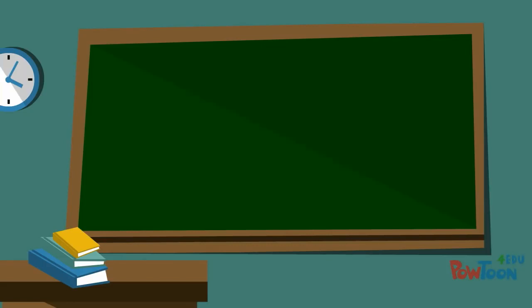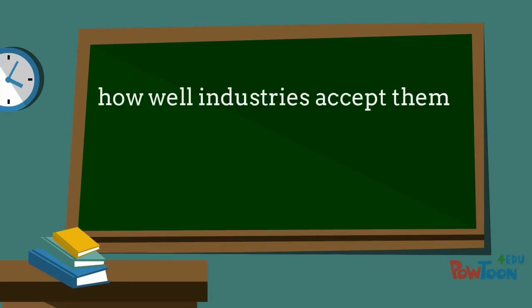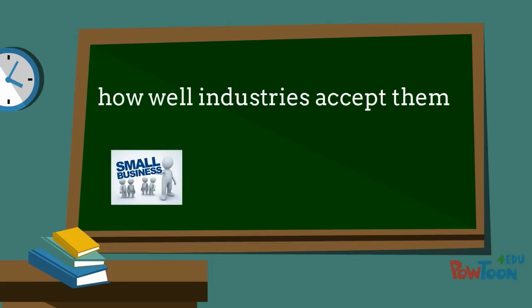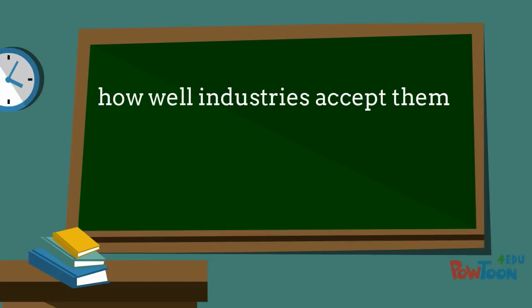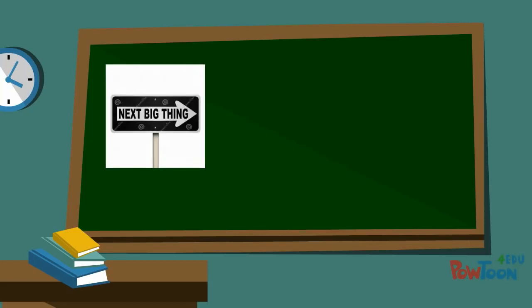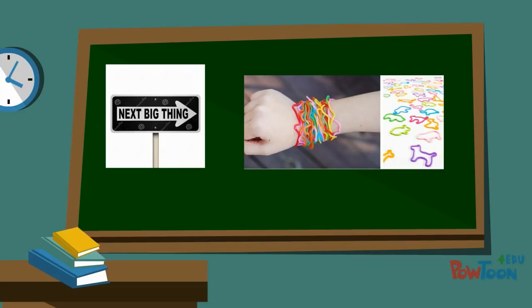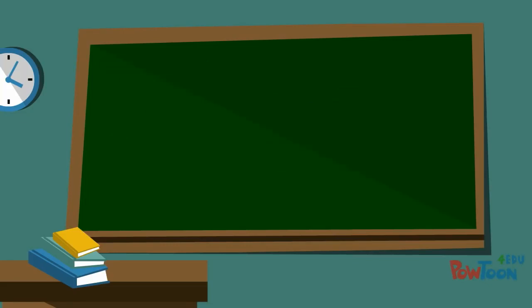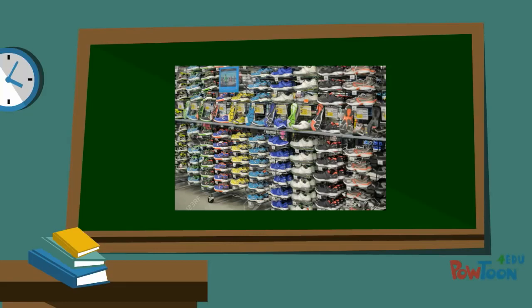Here's the third difference between fads and trends: how well industries accept them. Fads are often promoted by smaller companies. They need the quick money that fads provide. Large companies don't accept fads right away. They can't afford to be wrong. If a company is known as a trendsetter and it promotes a fad, its reputation will be damaged. Large companies buy products in huge numbers. They don't want unsold products sitting on their shelves. So they wait to see if a fad becomes a trend. Then they will accept it in their stores.